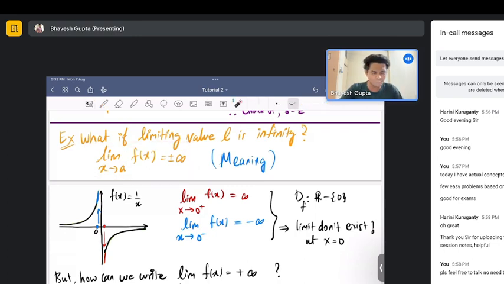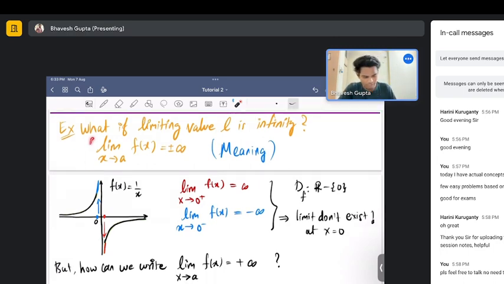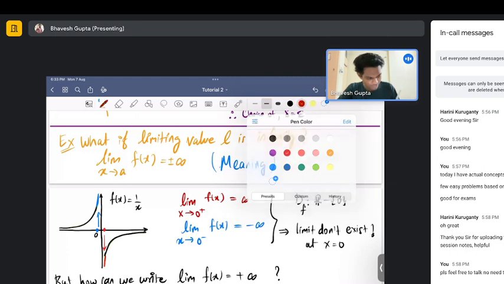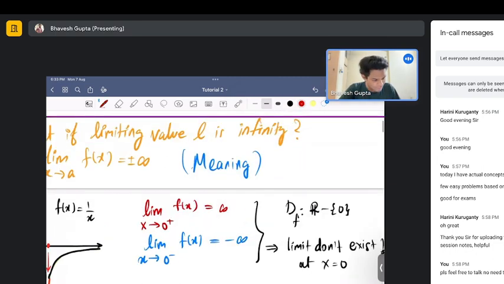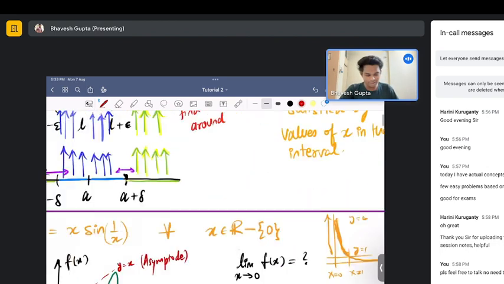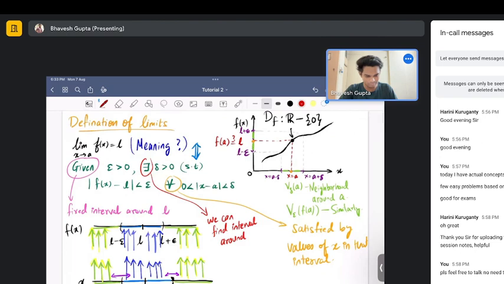It's either plus infinity or minus infinity. But the idea is that the limit exists, but it's a very large number. I want to make a comment here. Whenever we have this situation, we always say the limit does not exist, because the delta epsilon notation fails here.